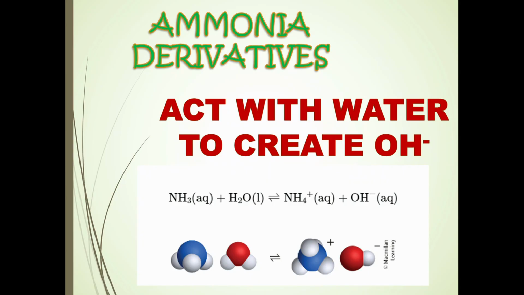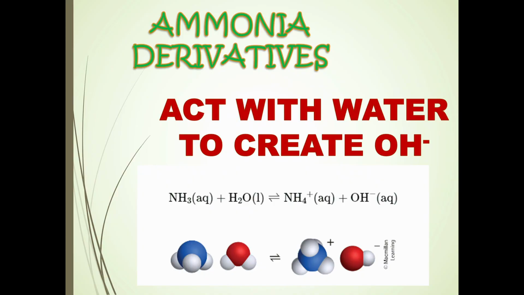Now, ammonia doesn't have an OH on it. But when you place it into water, it is strong enough to pull a hydrogen, an H+, off of the water and create an NH4+, which leaves behind that OH-. So these weak bases that are not OHs still make OH- in solution because they break apart water, take the H plus, and then leave the OH minus behind.